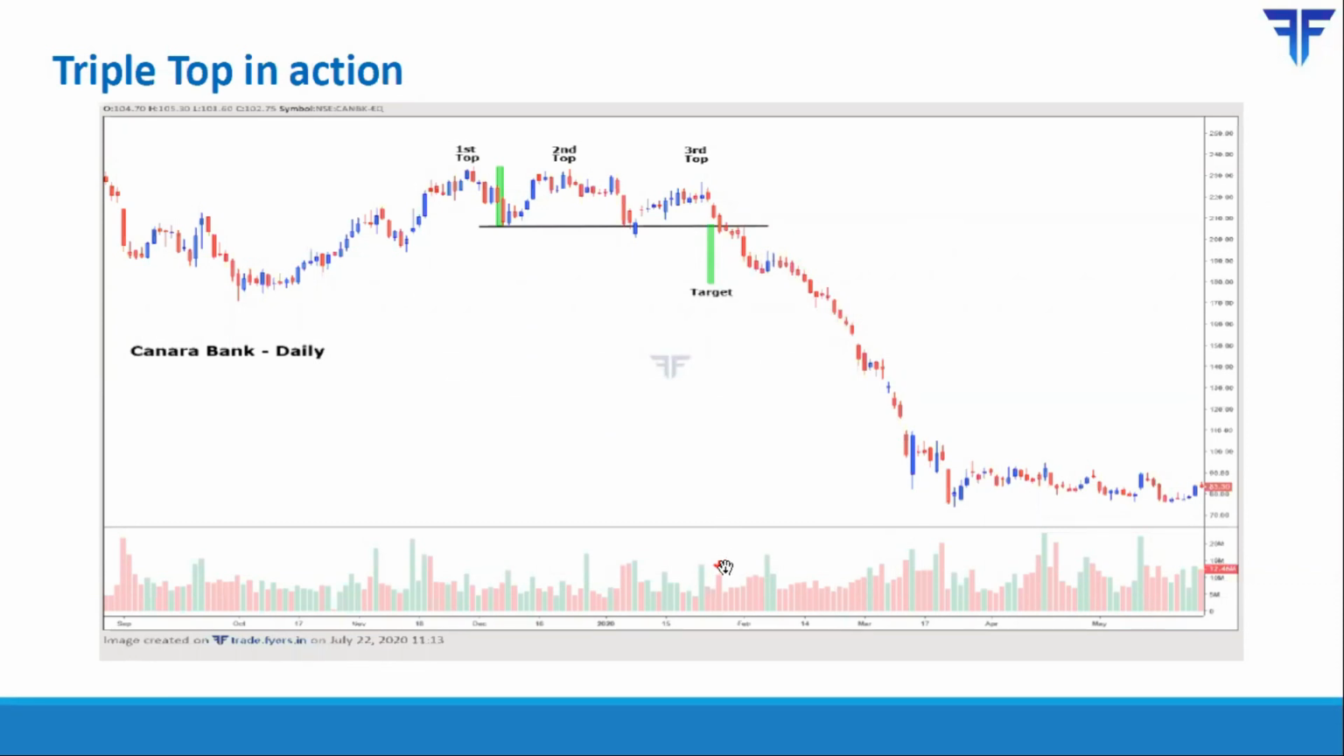You could also look at the volume. When this breakdown occurred, there was a nice expansion in volume. So the volume is strong. So it tells you that this pattern could work out. How would you calculate the price objective of this pattern? It's the vertical distance between the peak and the bottom, that is the neckline, and that vertical distance is then subtracted from the neckline. So this is the minimum price objective. As you can see, not only was the minimum price objective met, but price fell very sharply going forward in time.